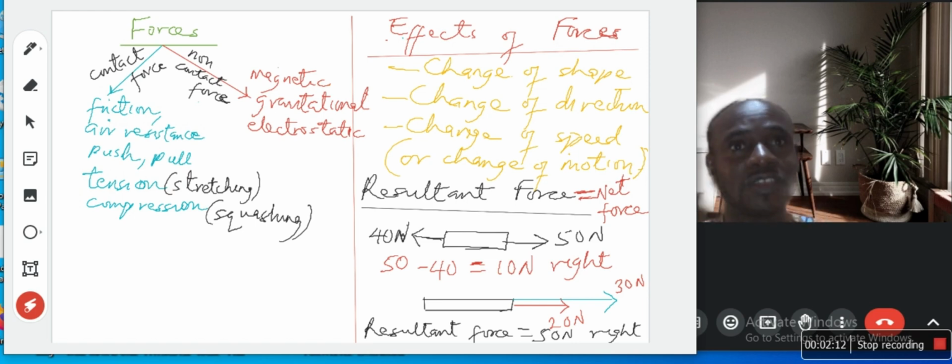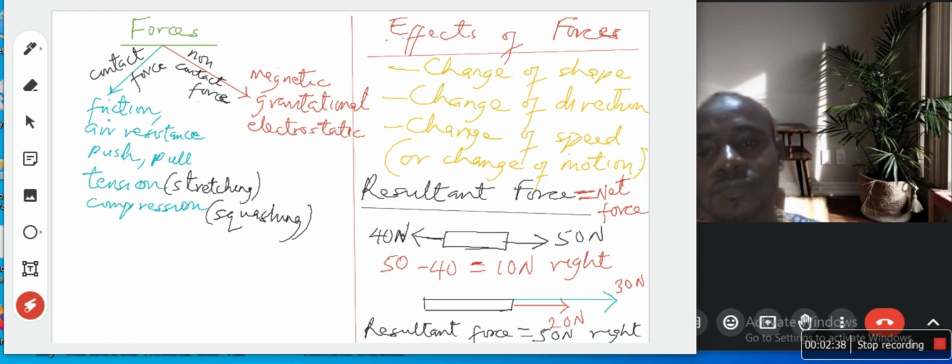To stretch, you need to hold an object and stretch it, isn't it? To compress, you need to hold the thing and squash. Compression is squashing. Tension is stretching. They are all called contact forces. Then we have non-contact forces. Can you give me examples of non-contact forces?